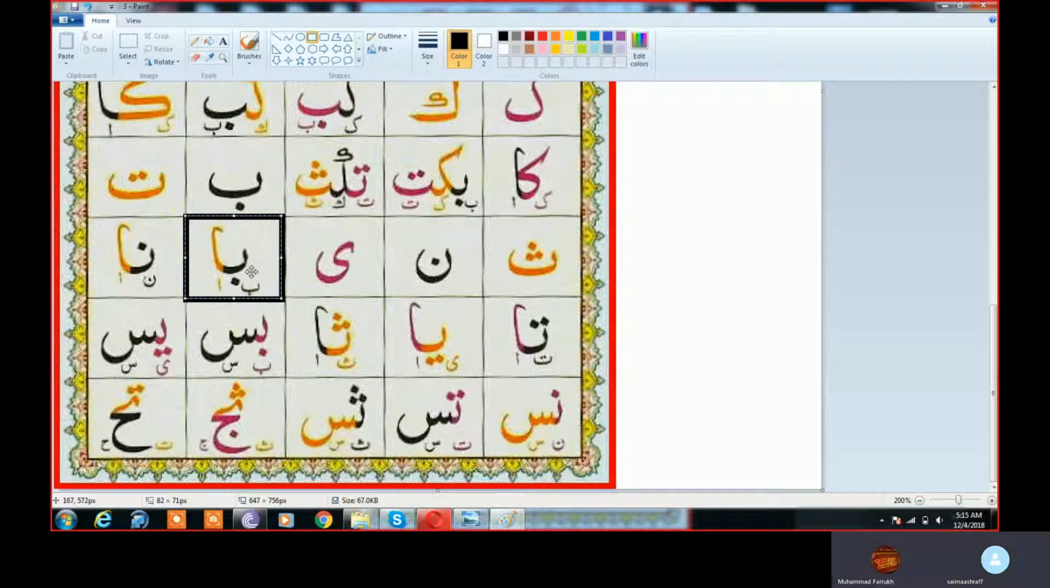Okay. What is this? Great. Very nice. Noon alif. Ta. What is this? Ta alif. Very good. Ya alif. Great. Ta alif. It's tha alif. Good. Ta sin. Ba sin. Good. Sin. Ya sin. Very good. Noon sin. Very good. Ta sin. Very good. Mashallah. Barakallah. Tha. Ta sin. Great.